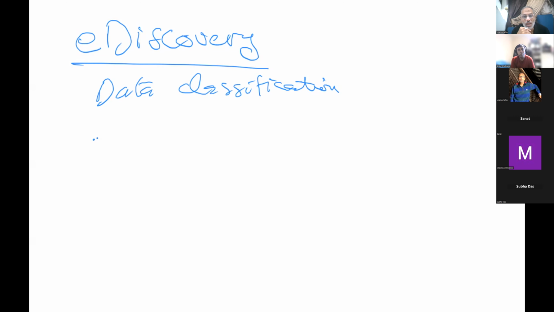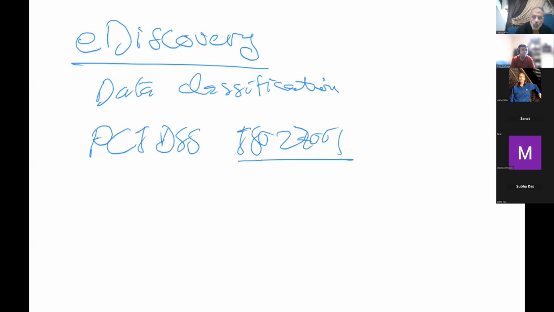There are a lot of standards which mandate that you must have a data classification. For example, PCI DSS and ISO 27001. Both of them require that you must have a data classification. And we mentioned it is very important to have the data classification. It will help you protect your data.